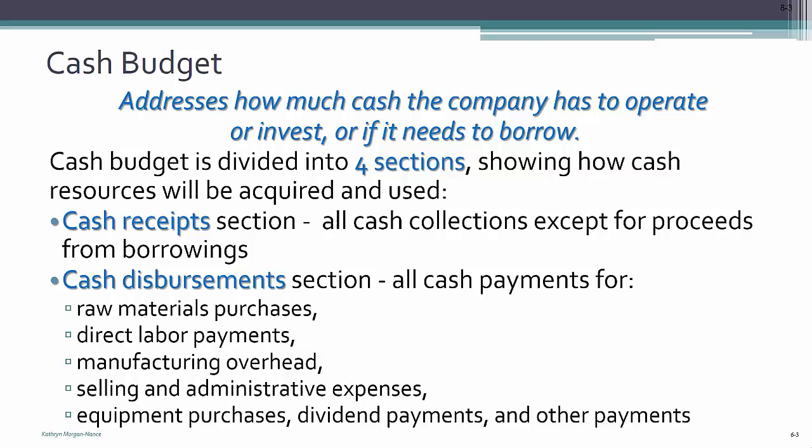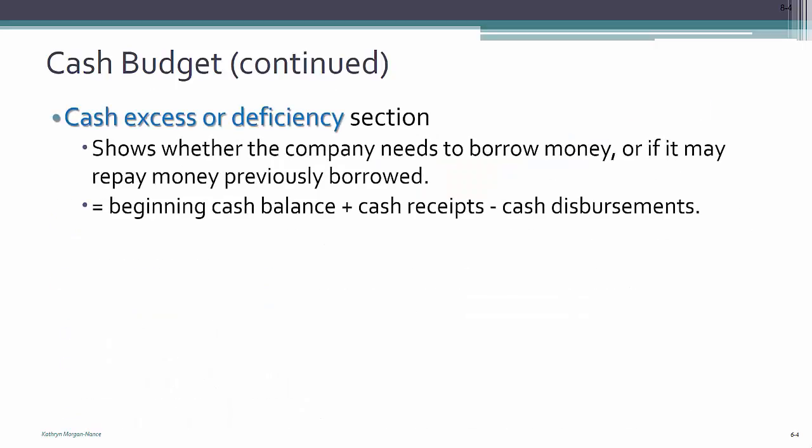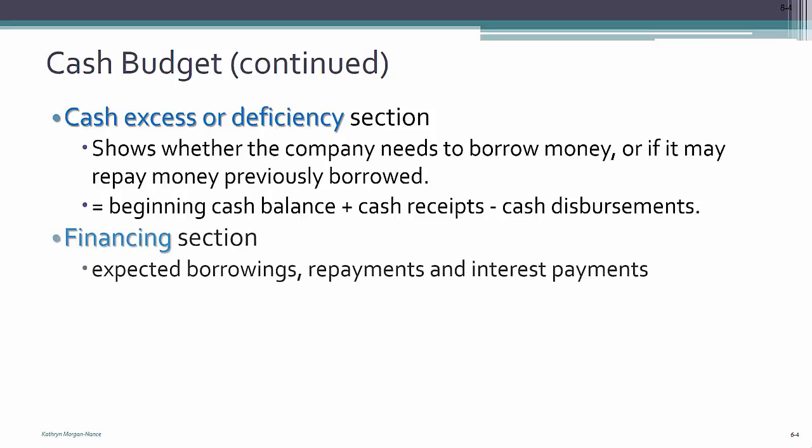It consists of 4 major sections. The cash receipts section lists all cash inflows excluding cash received from financing. The cash disbursements section consists of all cash payments excluding repayments of principal and interest. The cash excess or deficiencies section determines if the company will need to borrow money or if it will be able to repay funds previously borrowed. And the financing section, the last section, details the borrowings and repayments projected to take place during the budget period, including any interest to be paid on loans.